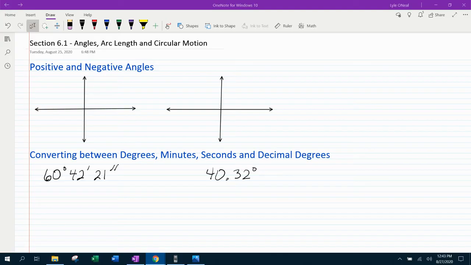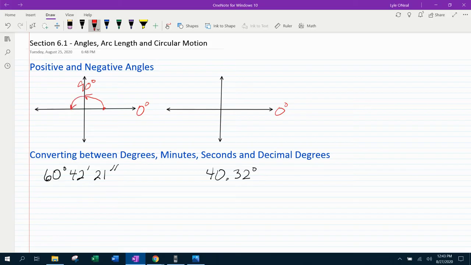Let's get started first with angles. You need to know that there are both positive and negative angles. Both of these start at 0 degrees on the right, and positive angles go counterclockwise. So if I start at 0 and spin back to this axis here, I've gone 90 degrees. That is positive 90.